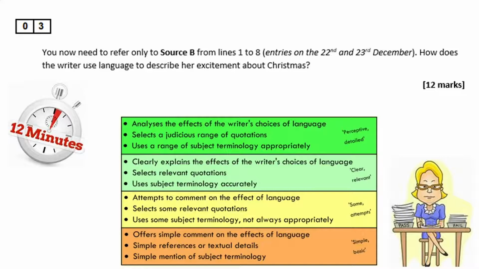So that bright green box at the top is where the highest marks are going to come from. So what the examiner would like to see from a student who's going to be getting the top marks is that they're analysing the effects of the writer's choices of language, that they select a judicious range of quotations, and they use a range of subject terminology appropriately. And that shouldn't scare you too much because this is what you've been preparing for since you were in primary school really. So you're analysing the effects of writer's choice of language.